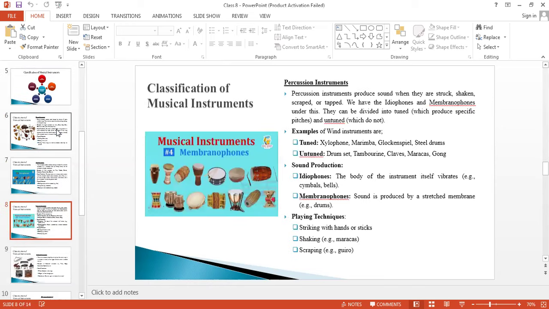And for percussion instruments, they produce sounds when they are struck, shaken, scraped, or tapped. And this can be divided into two. We have the idiophones and the membranophones. And this percussion instrument can be divided into tuned ones, which produce specific pitches, and the untuned ones, which do not actually produce pitches.